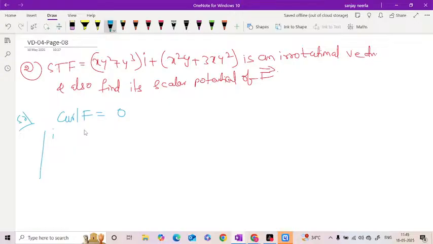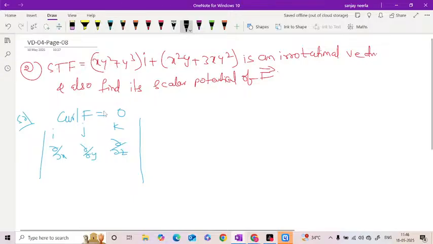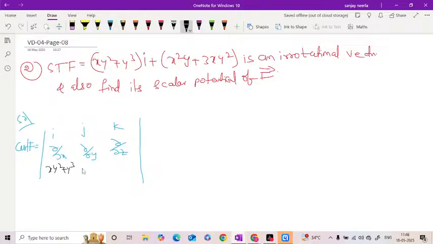I, j, k is the first row. Second row is dou by dou x, dou by dou y and dou by dou z. And what is the third row here? Third row is x y square plus y cube, x square y plus 3xy square, and 0.